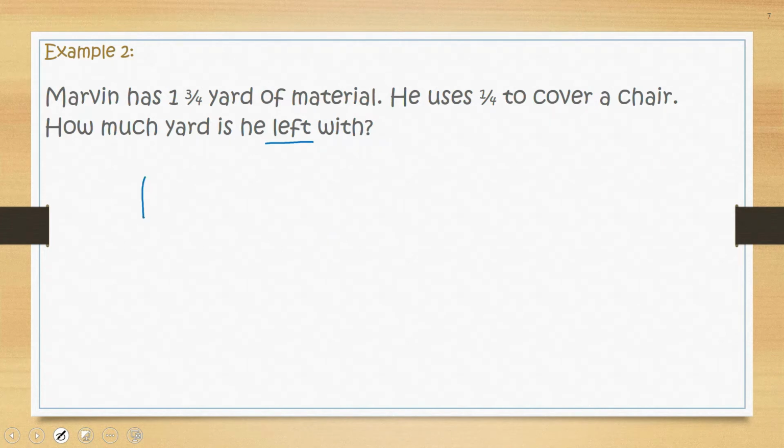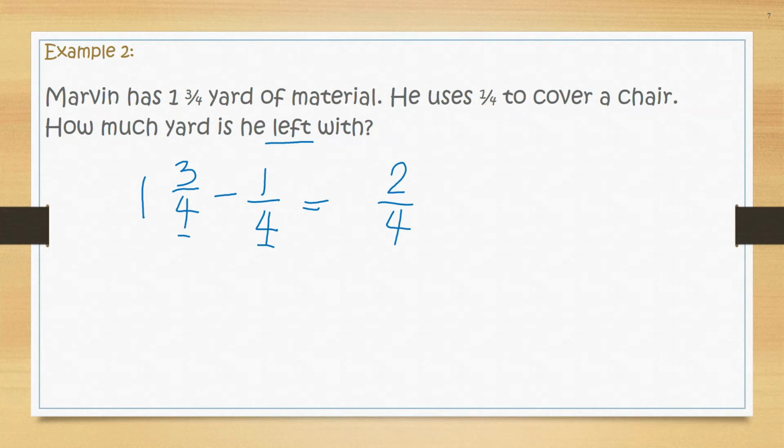So, 1 3/4 minus 1/4 is equals to. Since magkapareho lang yung denominator nila dito, pwede na tayo makaperform agad ng subtraction. So, 3 minus 1 is equals to 2. At saka, copy lang natin yung denominator na 4. At since yung 1/4 means 0 yung whole number niya, so 1 minus 0 is equals to 1.